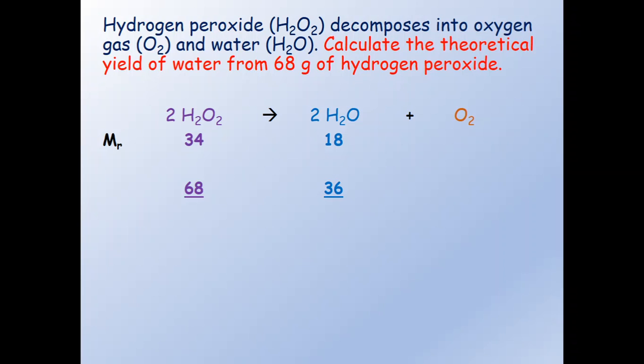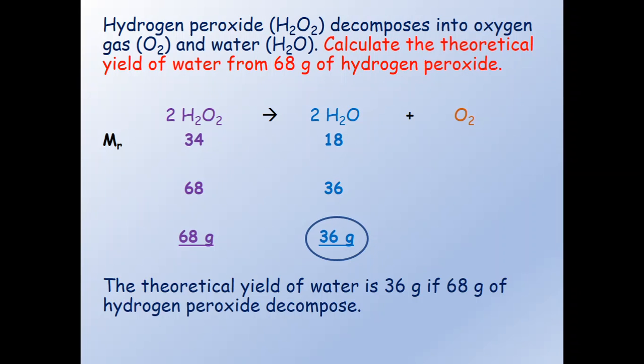Now we can move on to step 3. Step 3 is just add the unit symbol g for gram to the last numbers we calculated. So we get 68 grams of hydrogen peroxide and 36 grams of water, and the 36 grams of water is the theoretical yield of water, so this is the answer to our question. So the theoretical yield of water is 36 grams if 68 grams of hydrogen peroxide decompose.